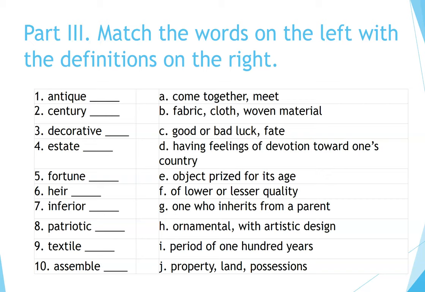Part 3. Match the words on the left with the definitions on the right. Come together, meet. Fabric, cloth, woven material. Good or bad luck, fate. Having feelings of devotion toward one's country. Object prized for its age. Of lower or lesser quality. One who inherits from a parent. Ornamental, with artistic design. Period of 100 years. Property, land, and possessions.